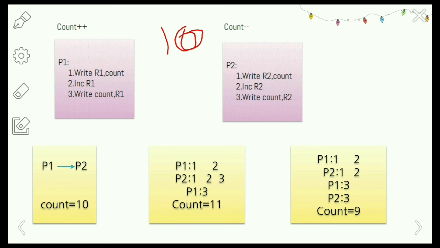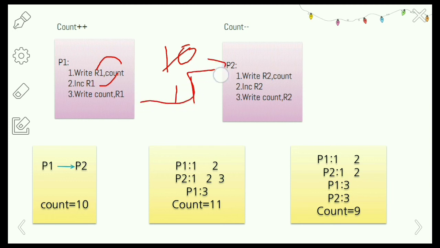Okay. So count is initially 10. It is going to copy the count value to R1 and then increment the R1 value. So increment means it will become 11 here. Next, it is preempting the process P1, and the control will be passed to the process P2.